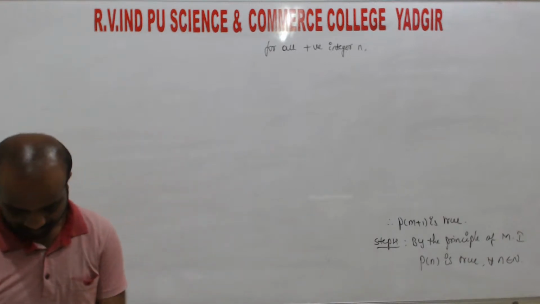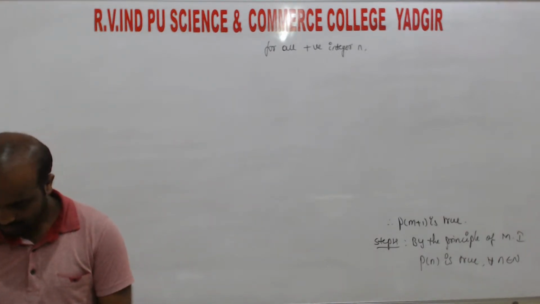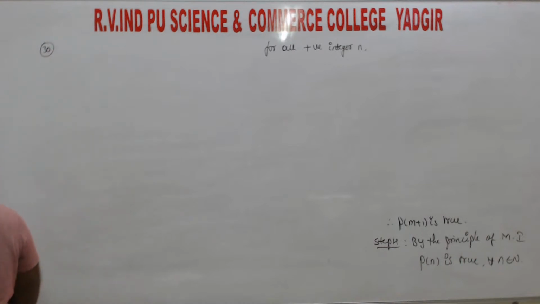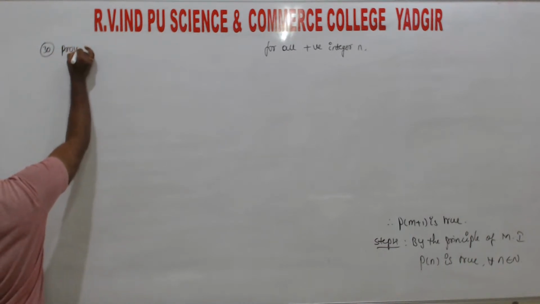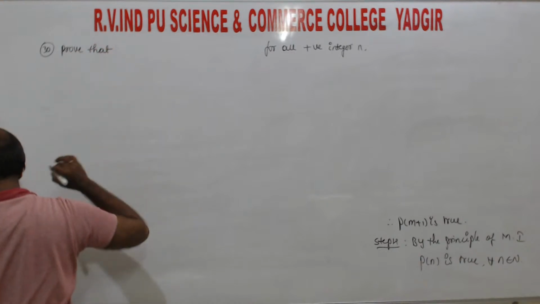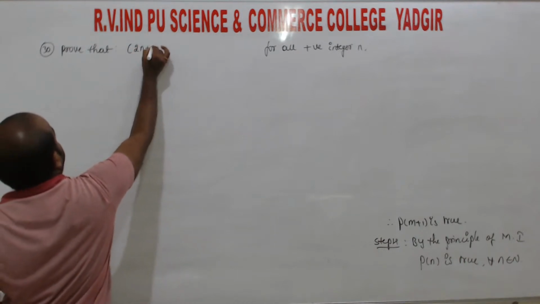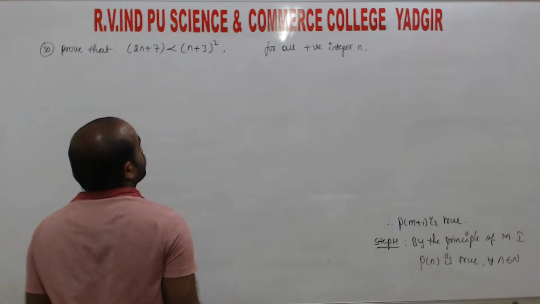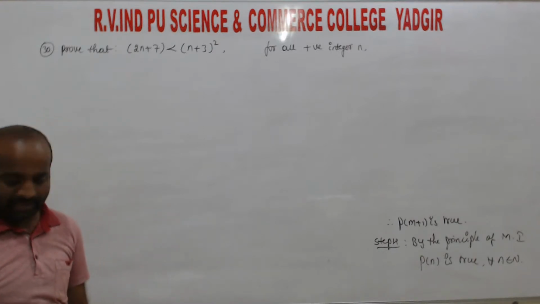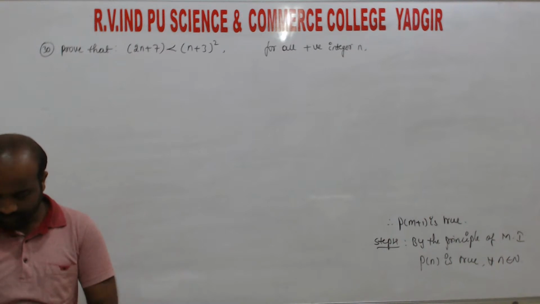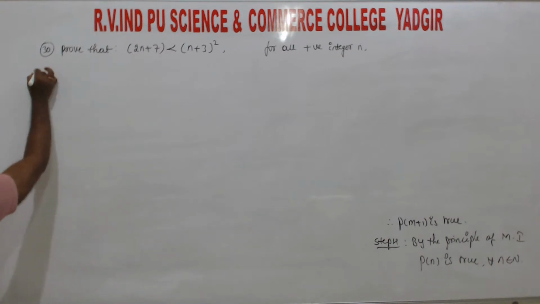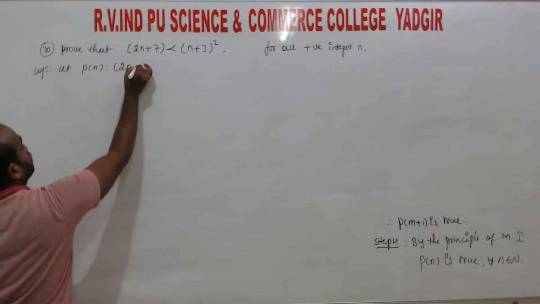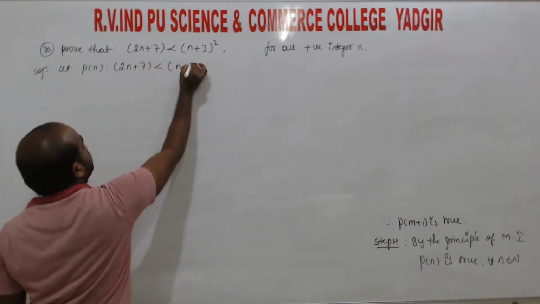Last question. Prove that 2n plus 7 is less than n plus 3 whole square for all positive integers, for all n belongs to N. First, we have to apply P of n: 2n plus 7 is less than n plus 3 whole square.